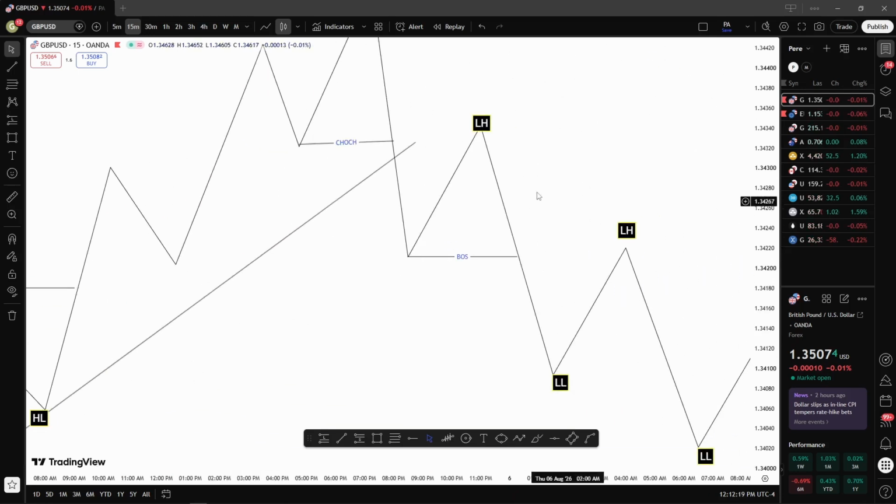Now in a downtrend, you look for your order blocks around where the lower highs are created, because these are the areas whereby the market is actually pushing down from.